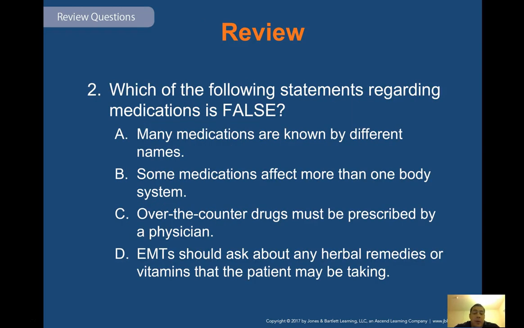Which of the following statements regarding medications is false? Many medications are known by different names. So all medications have a few different names, right? Trade names, brand names, generic names. Some medications affect more than one body system. Over-the-counter drugs must be prescribed by a physician. EMTs should ask about any herbal remedies or vitamins that the patient may be taking.